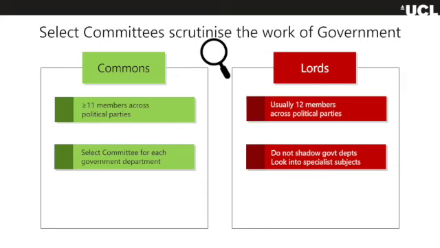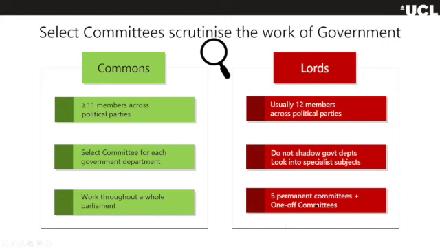Committees are slightly different in the Commons versus in the Lords. In the Commons, there's a select committee that shadows each government department. So the idea is that, for example, the Health and Social Care Committee is intended to hold to account the Department for Health and Social Care. Whereas in the Lords, the committees don't shadow government departments, but they look into specialist subjects more often. Actually in the Lords, there are 5 permanent committees, and then there are a number of one-off committees that are set up in response to a particular issue and look into the specialist subjects as I described.